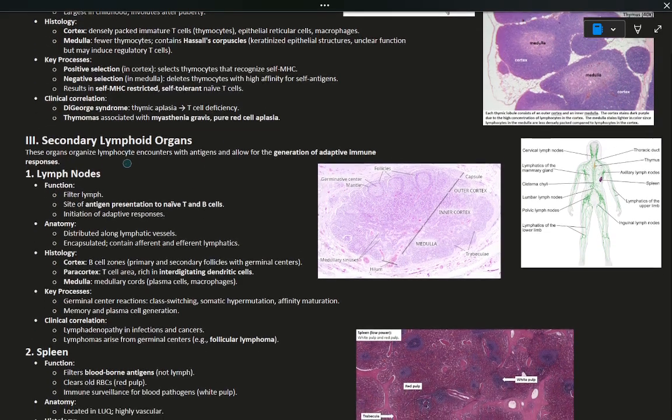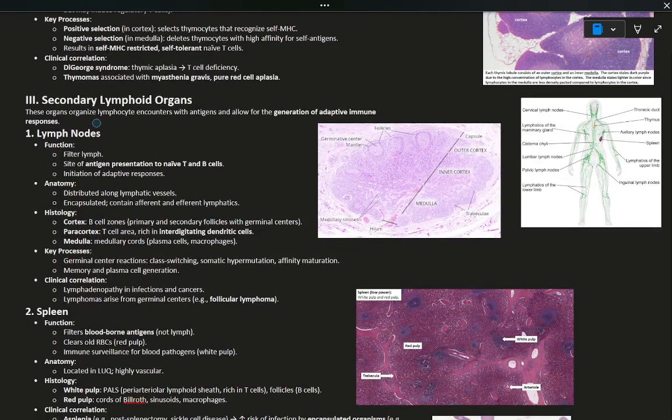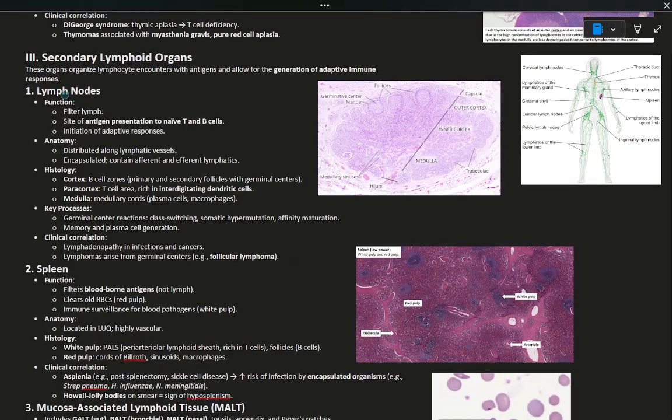Now let's talk about the secondary lymphoid organs. So, unlike the primary lymphoid organs, the secondary lymphoid organs organize the lymphocyte encounters with the antigens and allow for the generation of adaptive immune response. That's the key word, adaptive immune response. So the first secondary lymphoid organ we have are the lymph nodes.